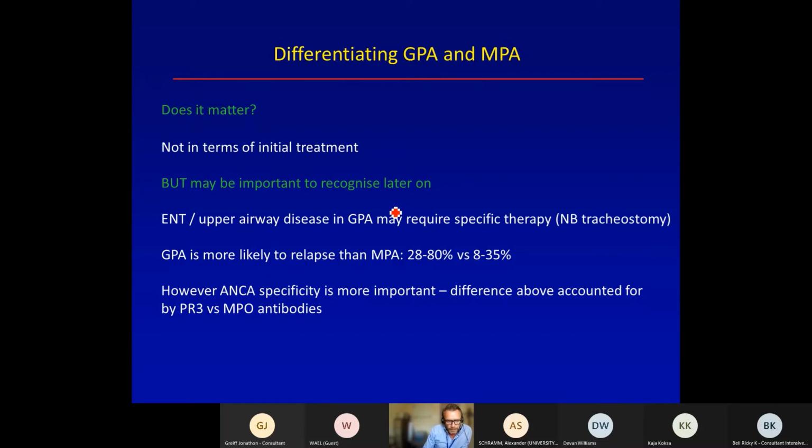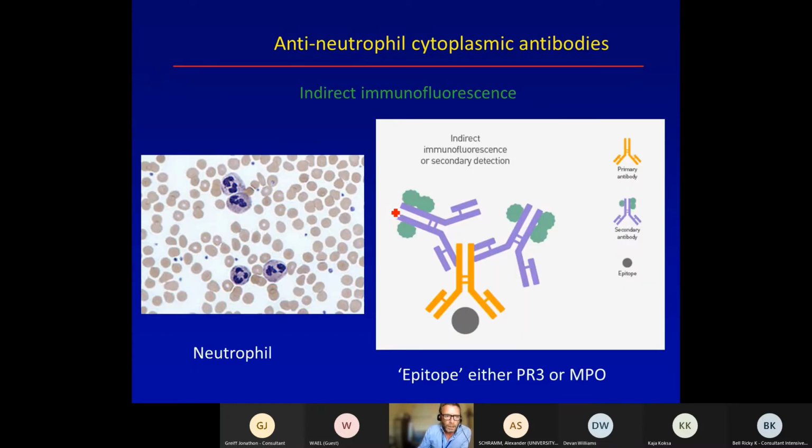So that really is determined by whether your ANCA antibodies target proteinase 3 or whether they target myeloperoxidase, and I'll talk about that in just a second. When we're testing for ANCA, the screening test is indirect immunofluorescence. So they take a slide with neutrophils on. This just shows the neutrophils here, and they do indirect immunofluorescence.